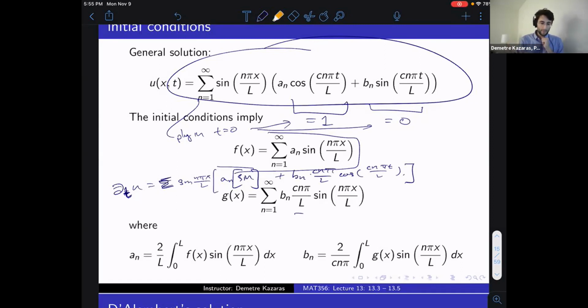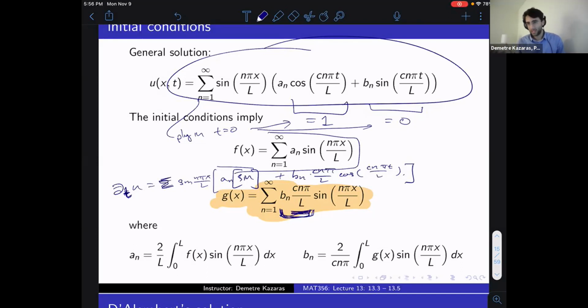Okay. It's kind of confusing to look at now, but that's what you get when you take the derivative and plug in 0 for t. So these are almost explicitly just the Fourier coefficients, the Fourier series for f and g. There's a little bit of weirdness going on here. The first bit of weirdness is that we've multiplied by an extra number, the cn pi over L, because we took the derivative.